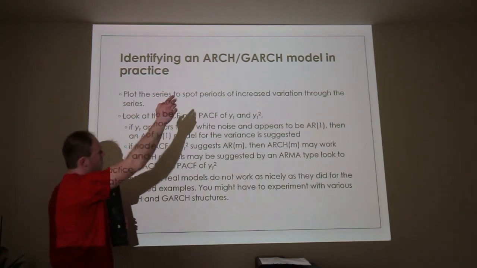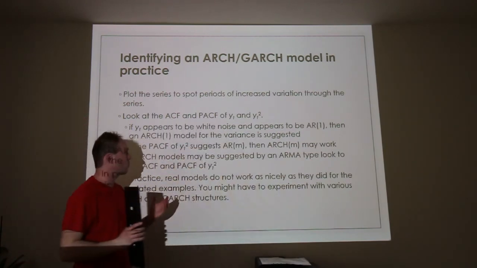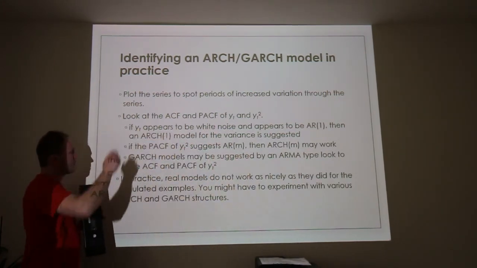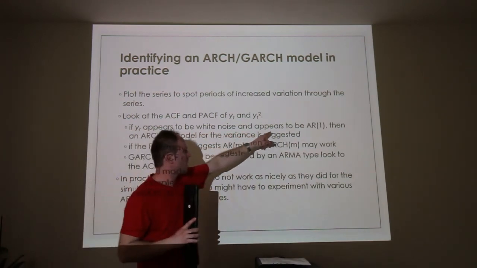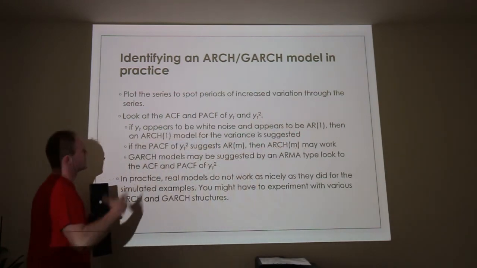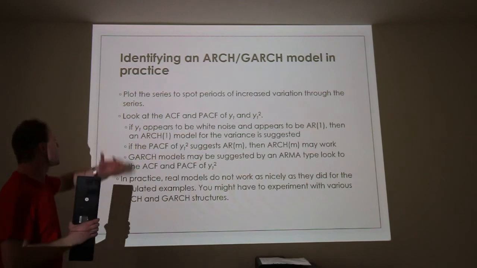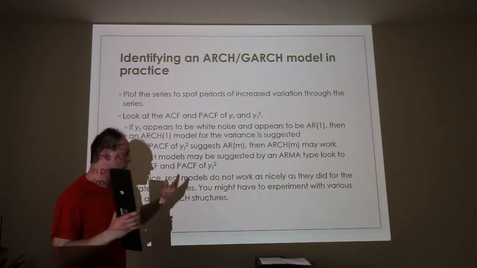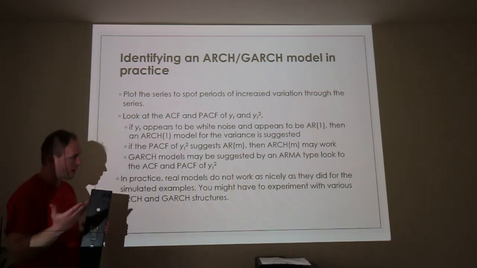Okay, so plot the series to spot periods of increased variation through the series. Look at the autocorrelation and partial autocorrelation function of empirical data and squared empirical data. If yt empirical data appears to be white noise, and appears to be an autoregressive model of the first order, then an ARCH 1 model for the variance is suggested.